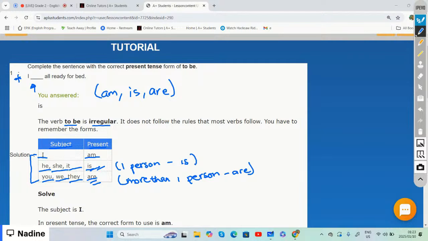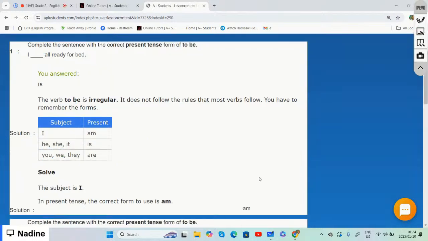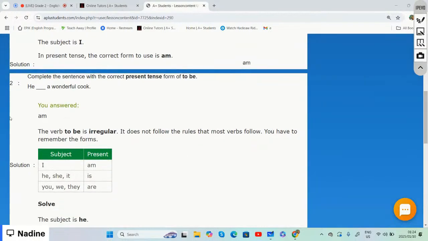All right, and if we were to choose the correct option, then yes, I am is correct. I am already for bed. Well done. So am is correct. Well done. All right, let's go on to the next one.